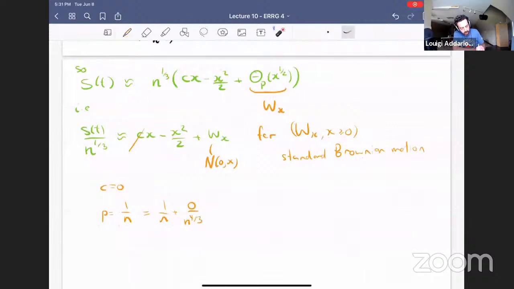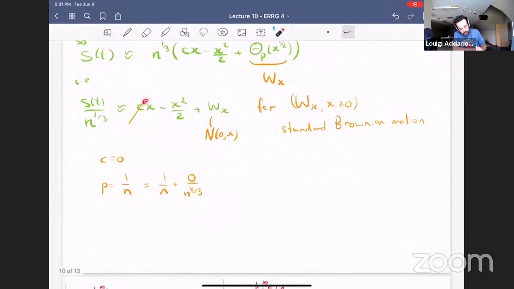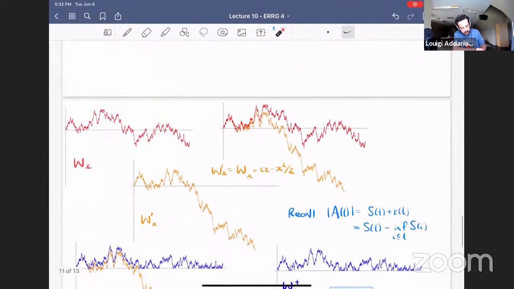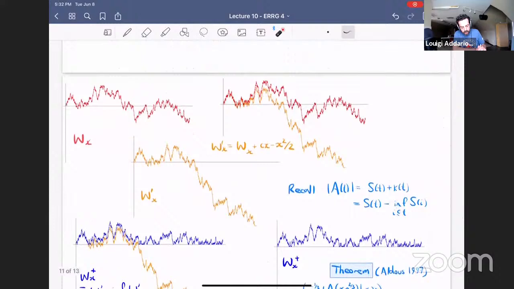Right, but this process in general looks like some Brownian motion with a parabolic drift. I'm just focusing on the case where the linear term is 0. So here's a simulation of a Brownian motion. This is the starting point. Then we add this parabolic drift to it. That's this yellow process here, which you can see is roughly looking like the red process, but it's getting more and more negative over time. And that gives us this W prime.